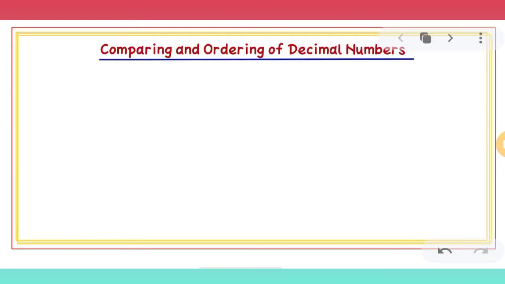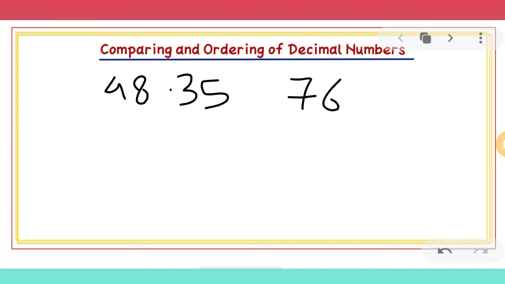Today we will learn about comparing and ordering of decimal numbers. To compare any decimal number, we first have to see the whole number part. For example, we have to compare 48.35 and 76.48. Now in this we can see the whole part, that is 48 and 76.